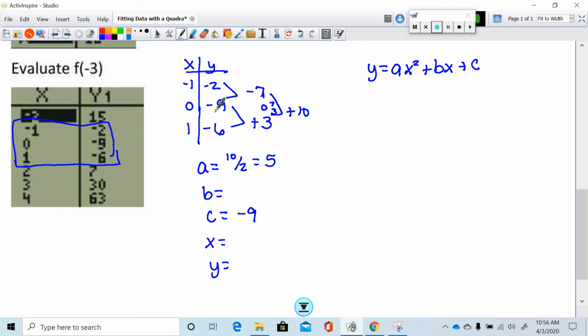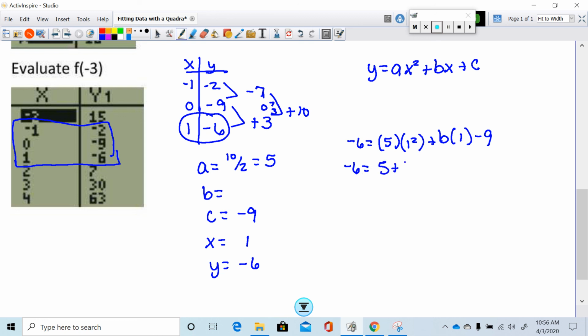I don't want to choose my y-intercept. I'll just choose the one that has the least amount of negatives. So my x value is 1, my y value is negative 6. I plug everything I know into the standard form. So y is negative 6 equals a is 5, x squared, 1 squared, plus b times 1 minus 9. So negative 6 equals 1 times 1 is 1 times 5 is 5 plus b minus 9. So negative 6 equals b, 5 minus 9 is negative 4. I'm going to add 4 to both sides. So negative 2 equals b.